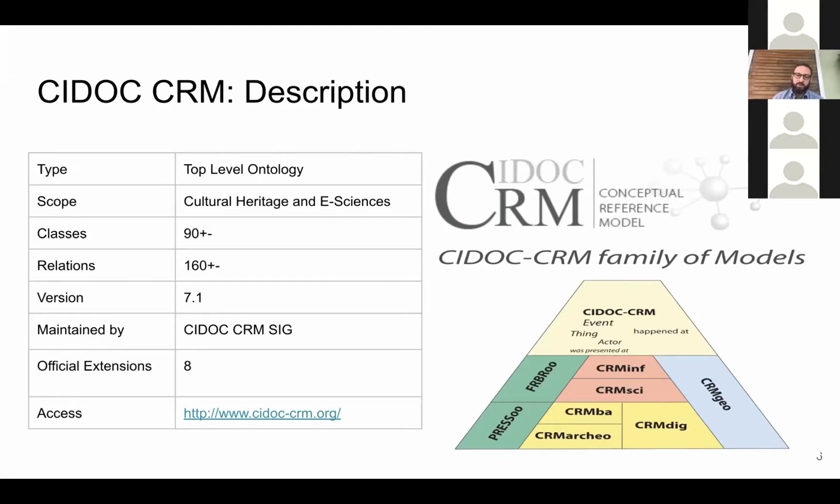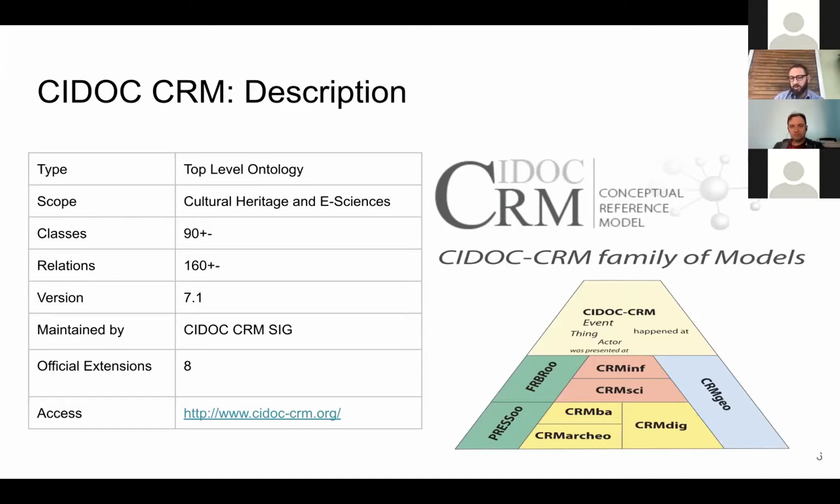CRMinf is an extension for describing and representing argumentation. So people saying, I believe that this thing is composed of these parts or belongs to this person because of evidence X, Y, and Z. CRMsci is for documenting scientific analysis process and practice, so the actual methods and activities leading to having evidence for analysis.